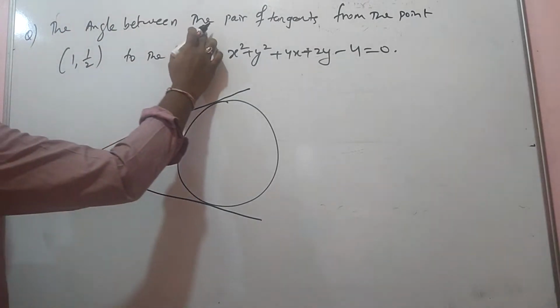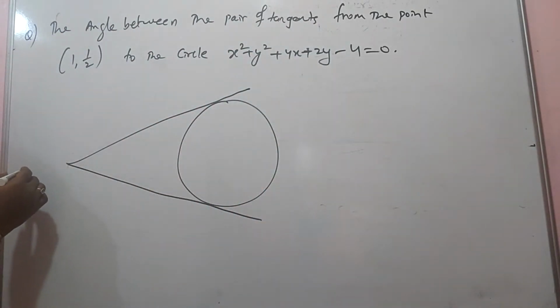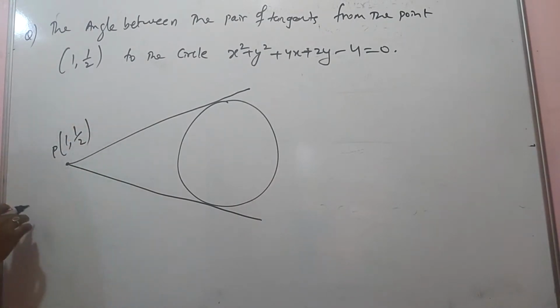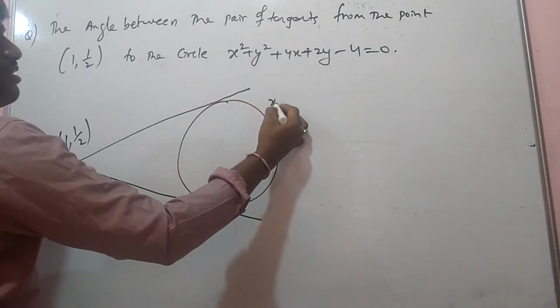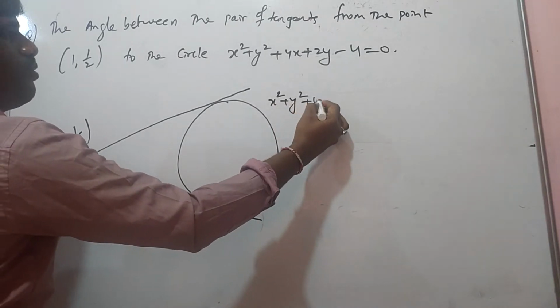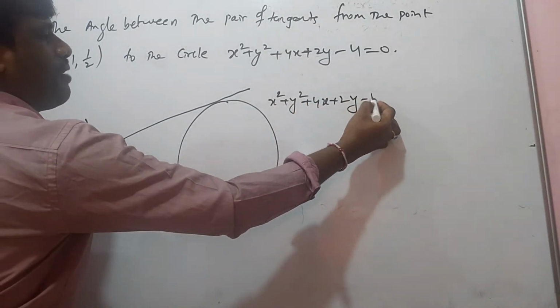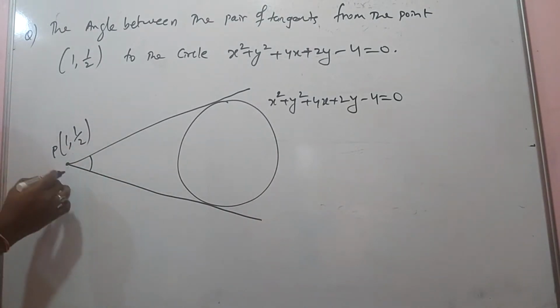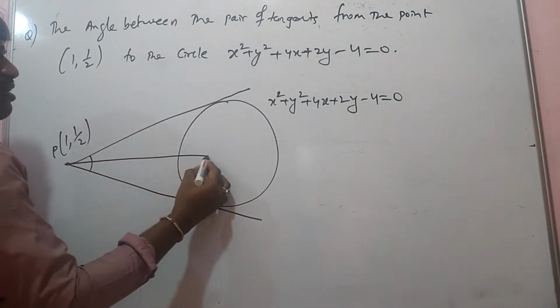So the angle made by the pair of tangents from the point (1, 1/2) to this circle, x square plus y square plus 4x plus 2y minus 4 is equal to 0. What is this angle is asking? Okay, what is this angle? This is what they asked.